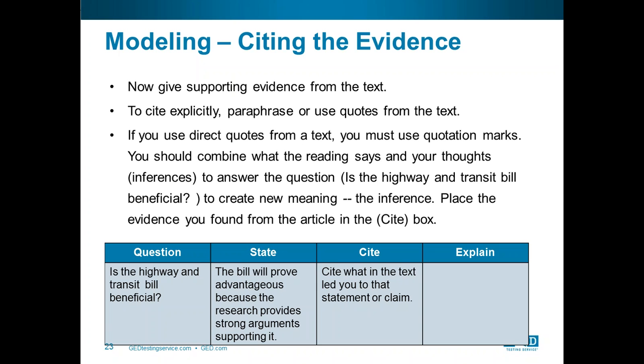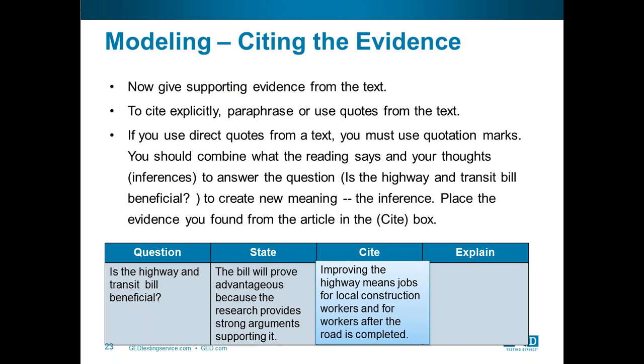But all of you have the same issues that Bonnie and I have had with students when it comes to quotes, and that's that they tend to use too many of them. So let's make sure students are working in different ways. This is about combining what the reading says with your own thoughts to create new meaning. So when we cite, we say, from the article we saw, improving the highway means jobs for local construction workers and for workers after the road is completed. Okay, that says it is pretty advantageous.